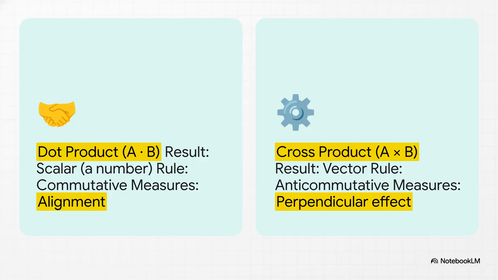Then, on the other side, you've got the cross product. The result is a whole new vector. It's all about sine. The order absolutely matters. It's anti-commutative. And its job is to measure a perpendicular effect. Two completely different tools for two completely different jobs.